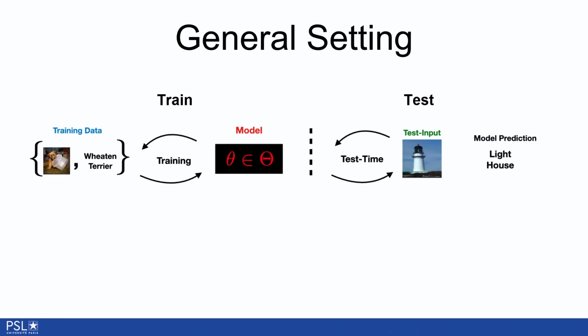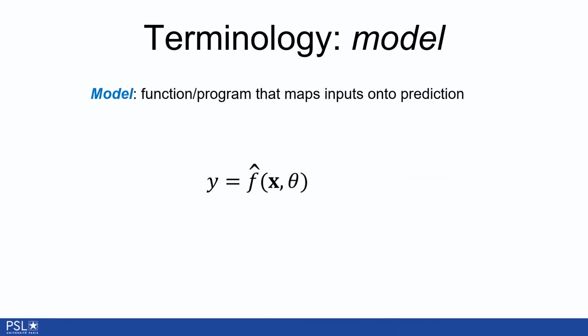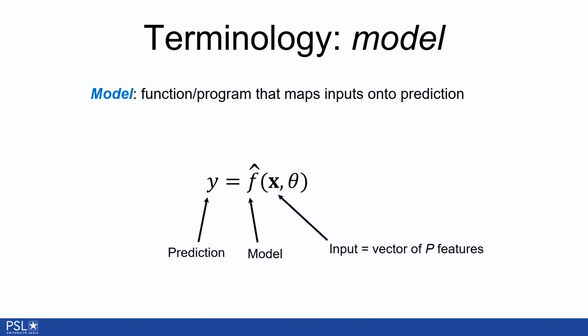Going back to the general setting, so far I've described the format of the data. We will next turn to the model. What is a model? A model is a function or program that takes as an input one instance, so a vector of values for p features, and then maps this input into an output, which is also called the prediction of the model.